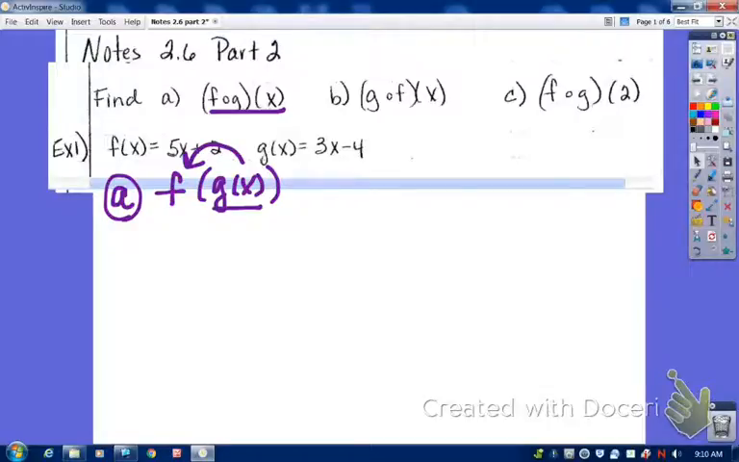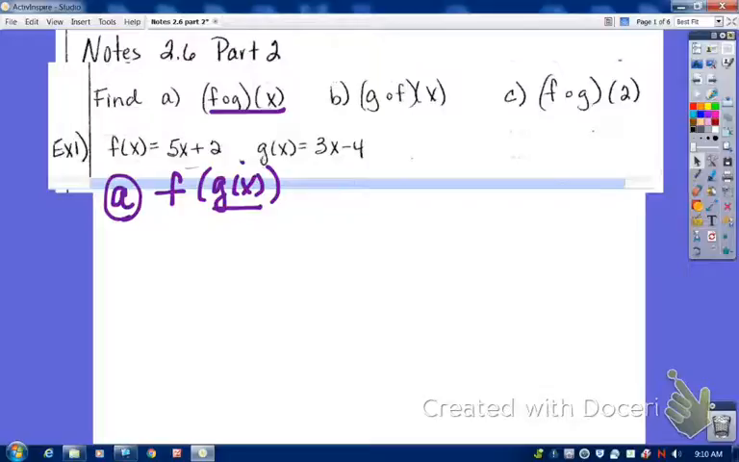So what does G of X equal? 3x minus 4. So we're going to take the 3x minus 4 and we're going to put it into F of X. What it means to put something into a function means wherever you see x in F of X, you're going to put in 3x minus 4. Okay? So F composite G of X is the same thing as F of G of X, which is the same thing as taking your G of X and putting it into your F of X.